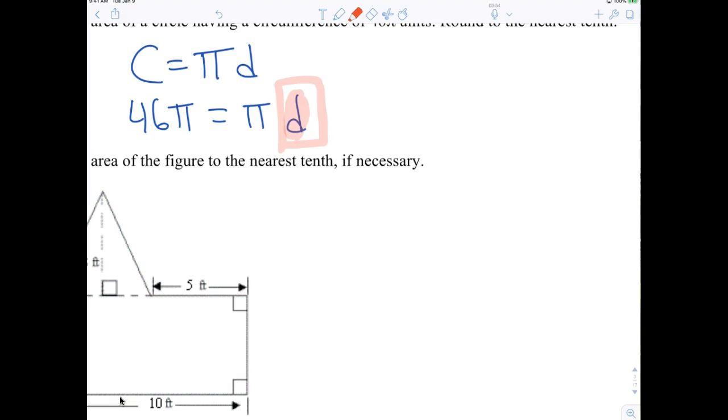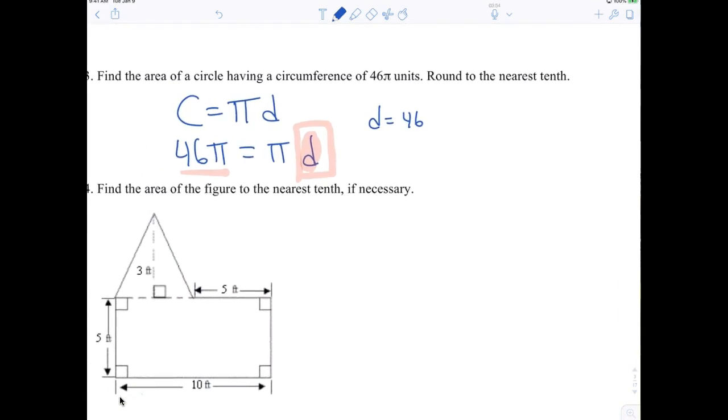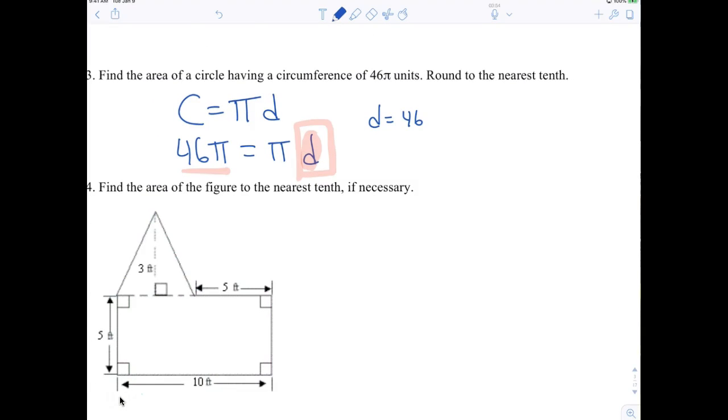Yes or no? And if you don't like that, you can just literally do 46 times pi and then divide by pi. What happens if you do 46 times pi and then divide it by pi? The pi's cancel. So it's just 46. So the diameter is 46. But they want the area. Area equals pi r squared. So what's the radius? 23. So now area equals pi times 23 squared.